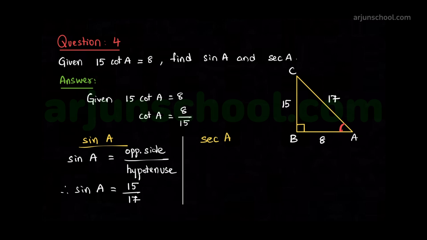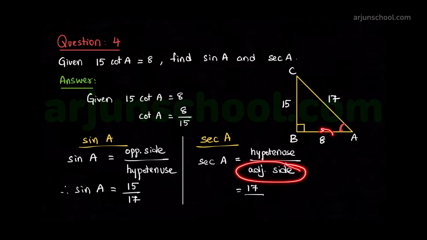Now let us find secant A. Secant A is equal to hypotenuse by adjacent side. What is the hypotenuse? Hypotenuse is 17. And adjacent side is 8. Therefore, secant A is equal to 17 by 8.